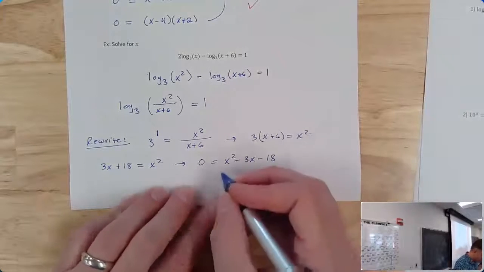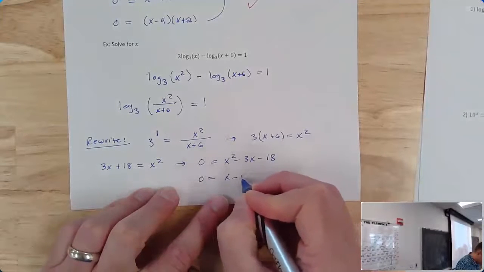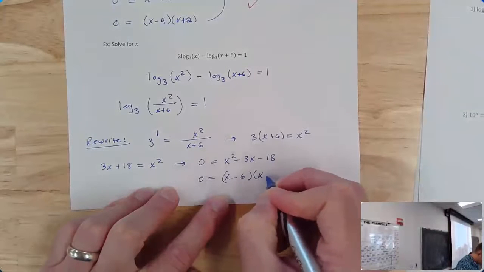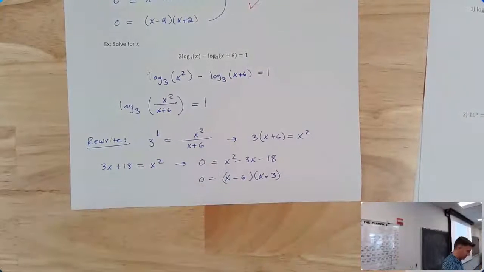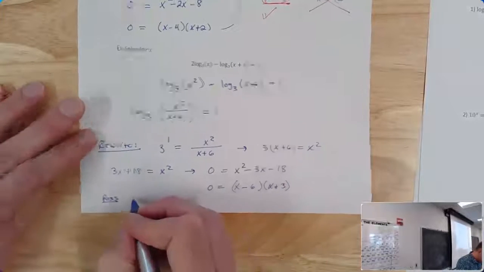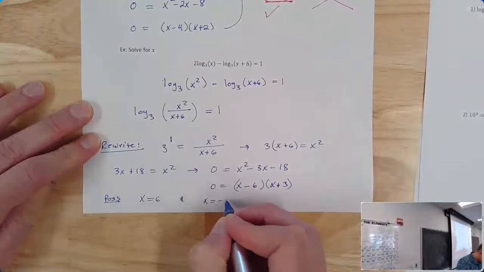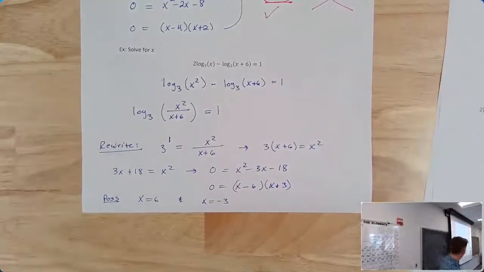So then we factor. We're going to get 0 equal to x minus 6 times x plus 3, because -6 and +3 multiply to -18 and add up to -3. So then our possible solutions are x equal to 6 and x equal to -3. And although I certainly did say that it's not always going to be the positive one working and the negative one not working, in this example, the positive answer does work.